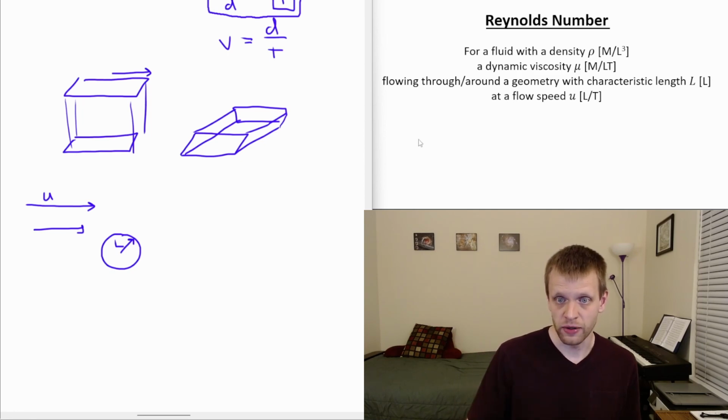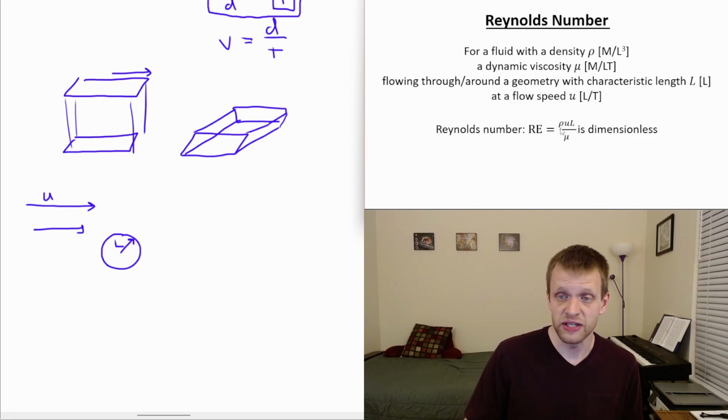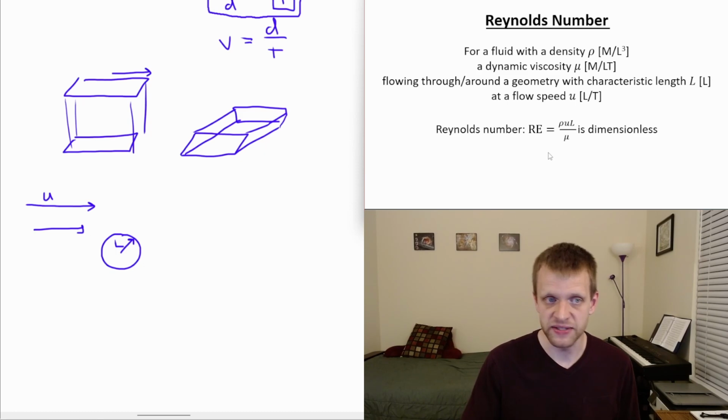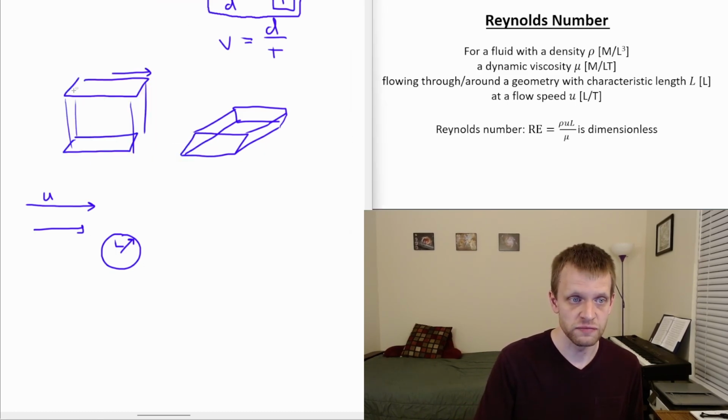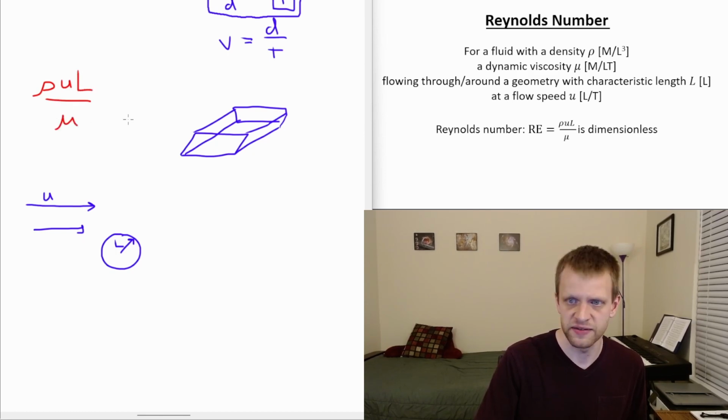And the Reynolds number is given by the density of the fluid times the flow speed times that characteristic length divided by that dynamic viscosity. And that particular combination of terms is dimensionless. Let's quickly verify this. So we're looking at density times the flow speed times the length divided by that dynamic viscosity. So density is mass over length cubed. The flow speed is length divided by time. We've also got that length.